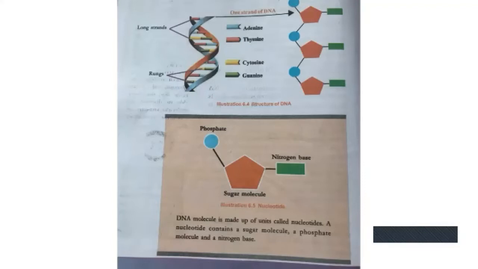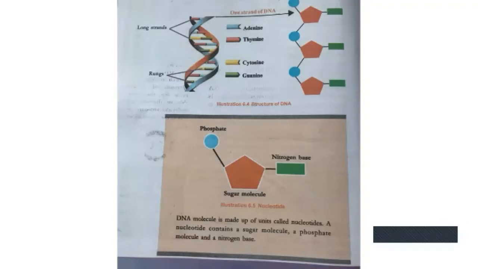Adenine always pairs with thymine. In the picture, every nitrogen base is given a particular color, so according to the color you can identify them in the DNA. That is adenine and thymine. Adenine always pairs with thymine, and you should keep that in mind. And cytosine always pairs with guanine.